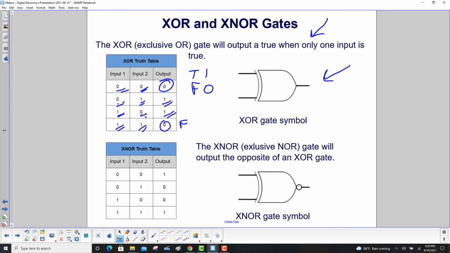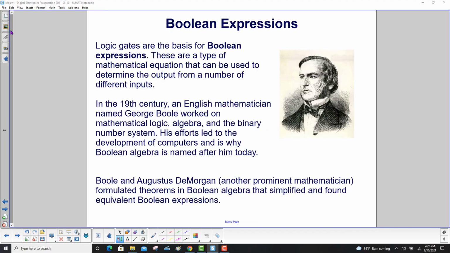The XNOR, exclusive NOR gate, will output the opposite of an XOR gate. So here's our table here. We have two falses. Now for a NOR gate, you would have gotten a 0 as an output. Here you get a 1. It's opposite. So you have a 0 input here and a 1 here. Once again, you get the opposite of the XOR gate, so you get a 0. And this follows the same logic as this one, so you get a 0 again. And here you have a 1 and a 1. That gives you the output of a 1.